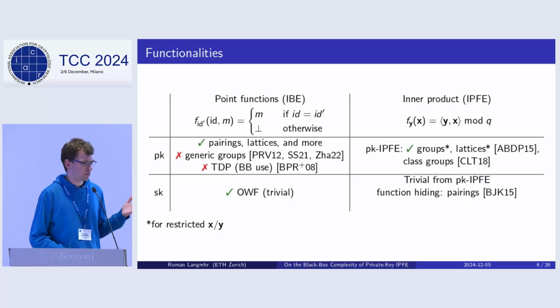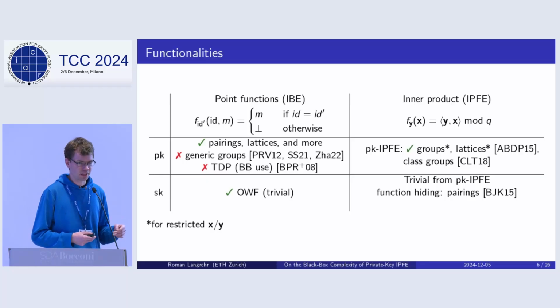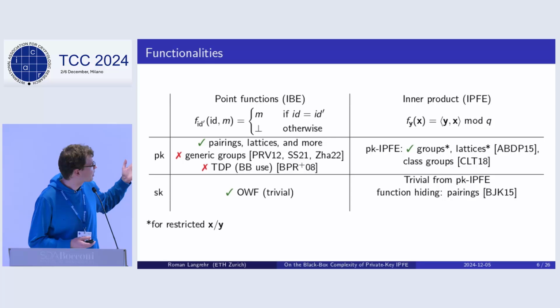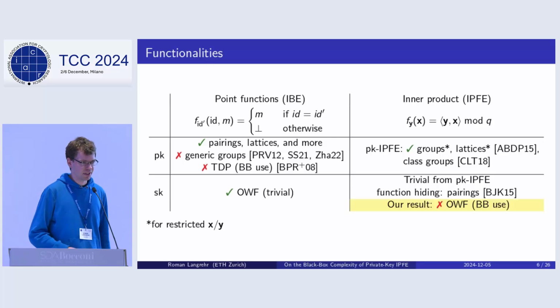So we want to ask whether we can get secret key IPFE from weaker assumptions like one-way functions, as we have seen for IBE that was possible. And we show a negative result, namely we show that it's not possible to get it from one-way functions if you only use them in a black box way.